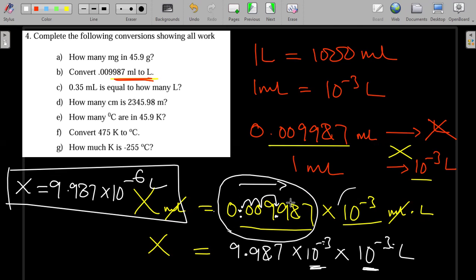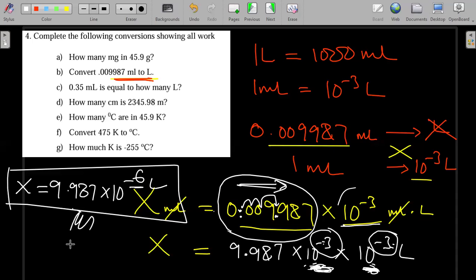How many times did I move it? 3 times, and I was moving it to the right. So the power there will be negative. And then I have this same expression being multiplied by 10 to the power minus 3. And then I have liters. So this 10 to the power minus 3 and this 10 to the power minus 3, I'm multiplying them. They have the same bases here, 10 and 10. So I can just simply add minus 3 and minus 3, which gives me minus 6 there. So that's how I got this answer.